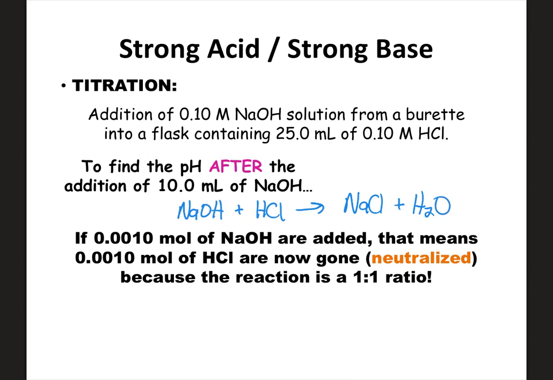But think about this. If you've added, okay, 0.0010 moles of NaOH, that's how much NaOH you added. That means it reacted with, because it's a 1-to-1 ratio, and destroyed the exact same amount of HCl. As you add that NaOH, the HCl and the NaOH are attacking each other. So if you added that much NaOH, that much HCl is now gone and destroyed because it's a 1-to-1 ratio.